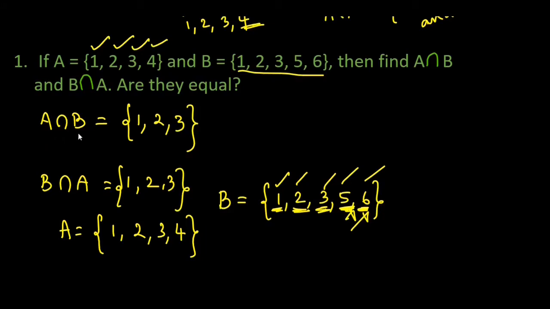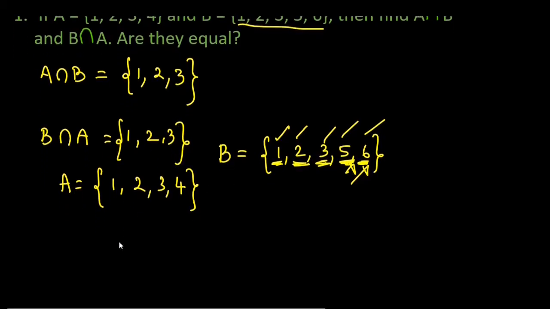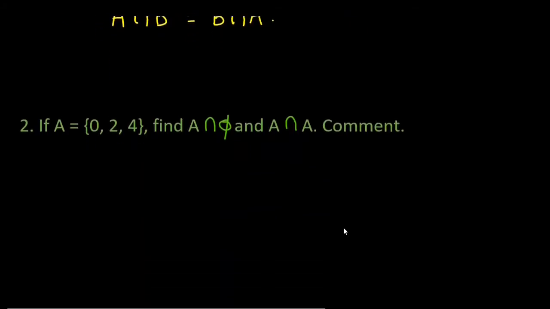Now A intersection B is {1, 2, 3}. B intersection A is also {1, 2, 3}. Are they equal? Yes, they are equal. A intersection B is equal to B intersection A. This is the commutative property of intersection.